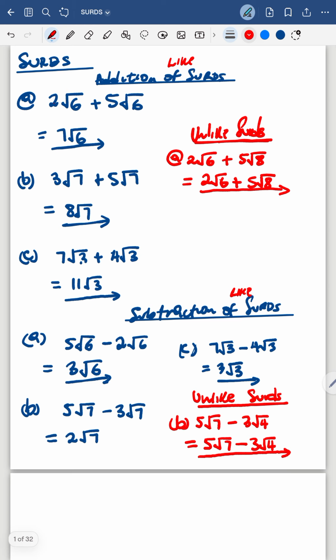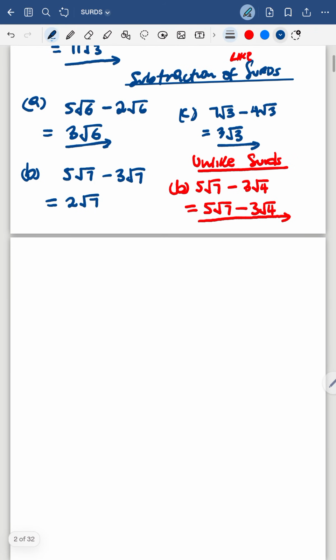Let's move to the multiplication of surds and see how we multiply them. Okay, hopefully the alarm is not disturbing. I'm trying by all means to be loud. It was unexpected.